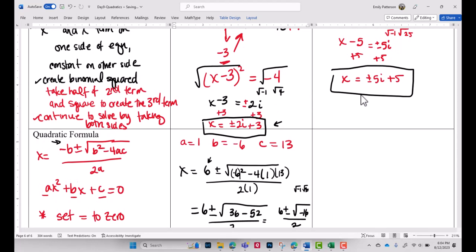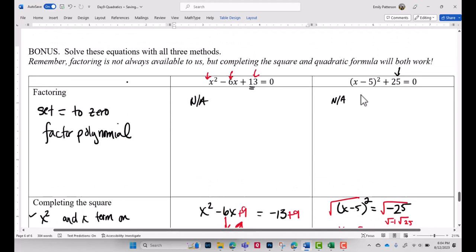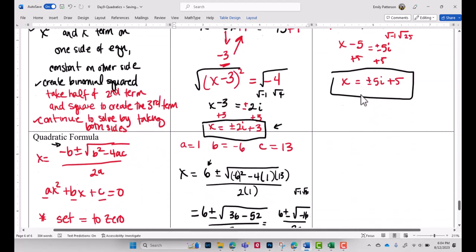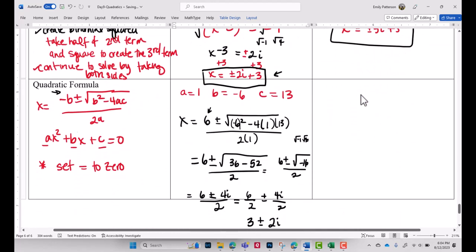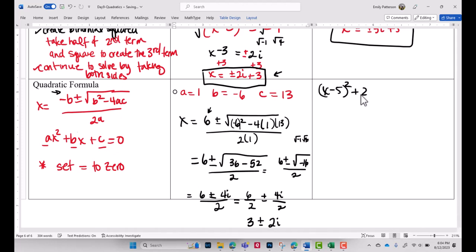So let's go back to the original, which said x minus 5 squared plus 25. So x minus 5 squared plus 25 is equal to 0. Now, we've got the thing set equal to 0. That's great, but I don't have it in the form of ax squared plus bx plus c. So I got to expand that out and figure out exactly what that should actually be.